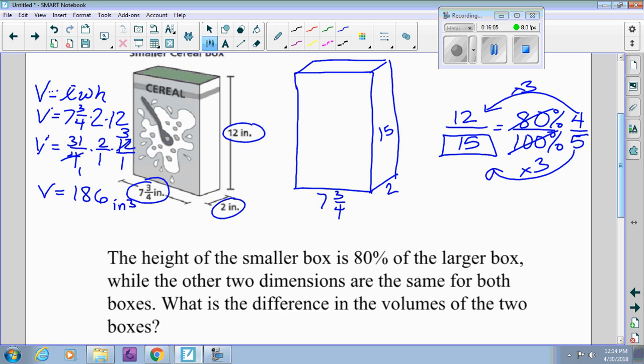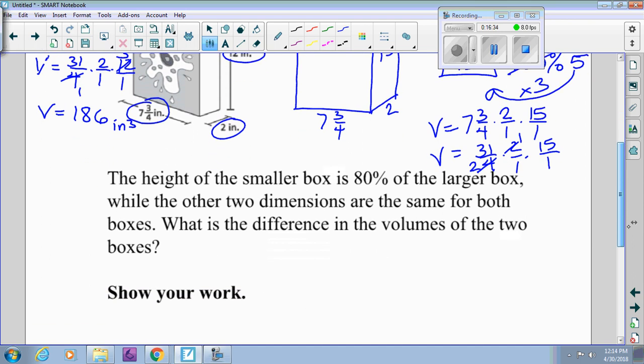This one we have to find the volume for as well, and we're going to find the difference. 7 3/4 times 2 over 1, I'll just do that now, times 15 over 1. So again, we're going to have 31/4 times 2 over 1 times 15 over 1. The 4 and the 2 can be simplified a little bit here. So I can divide this by 2, divide that by 2. 31 times 15 divided by 2.